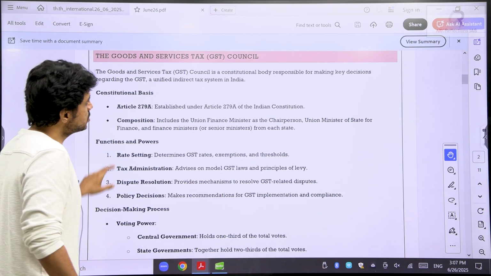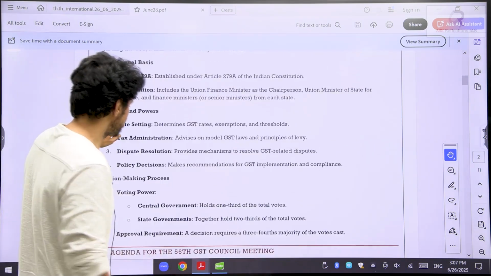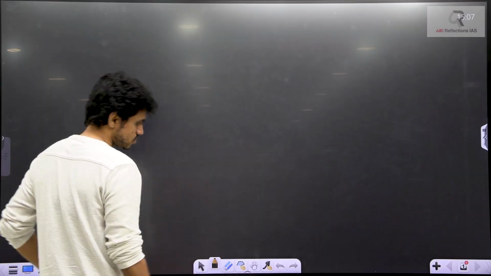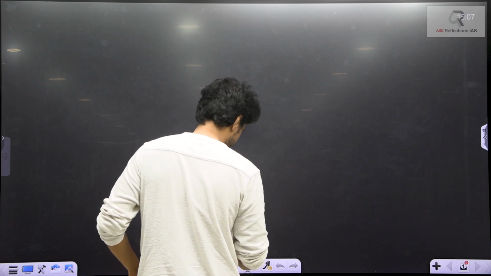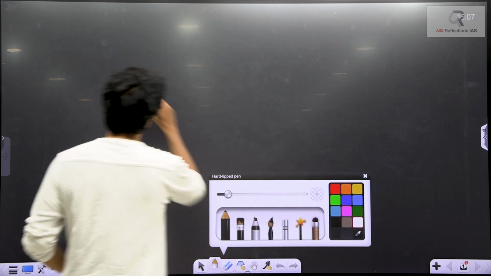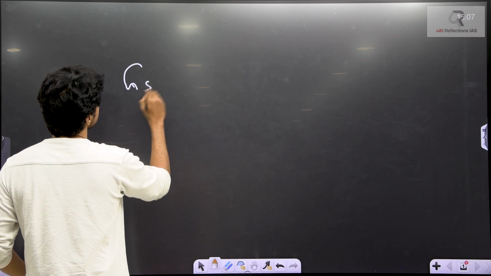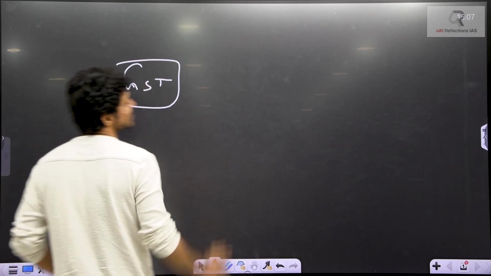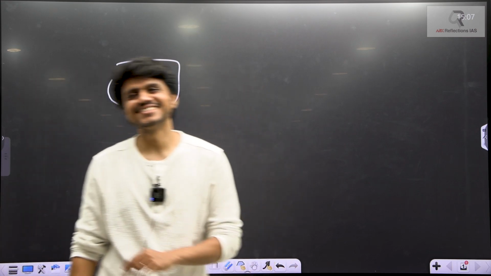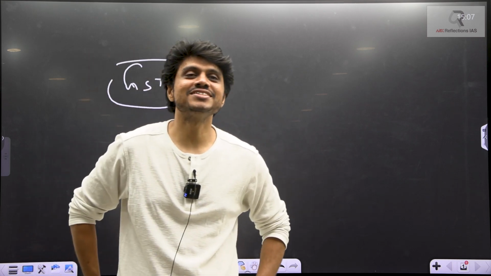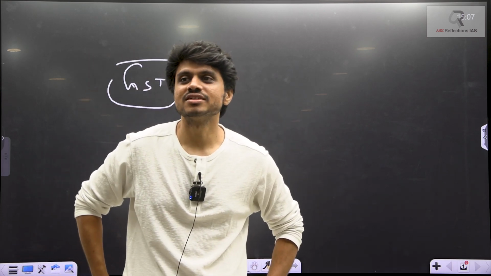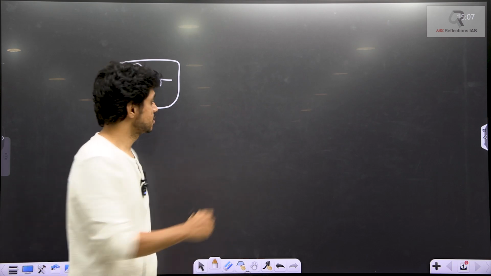the GST Council. Before we come into the GST Council, let me discuss what we have studied for the GST. What is the GST? Can someone tell me? GST, Goods and Services Tax. Basically, it is which tax? Direct tax or indirect tax? It is an indirect tax.